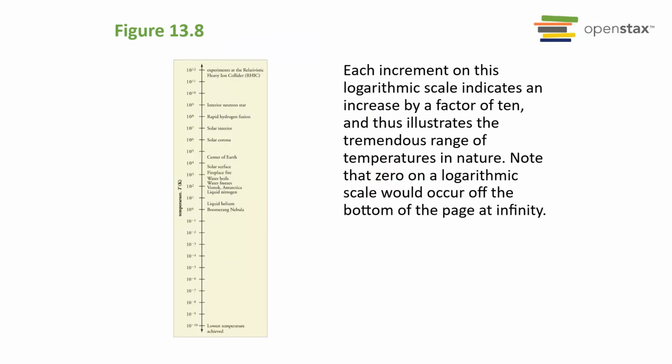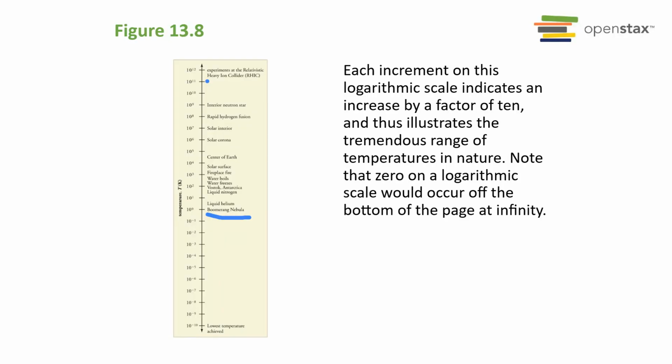So one last thing, and I think this is the last slide. An increment on this logarithmic scale indicates the increase by a factor of 10, and thus illustrates the tremendous range of temperatures in nature. I note that the 0 on the logarithmic scale would not occur off the bottom of the page. And so this is the temperature for liquid helium, and this is a logarithmic scale. We don't use this too much. It's just something to see how vast the temperature we can measure.